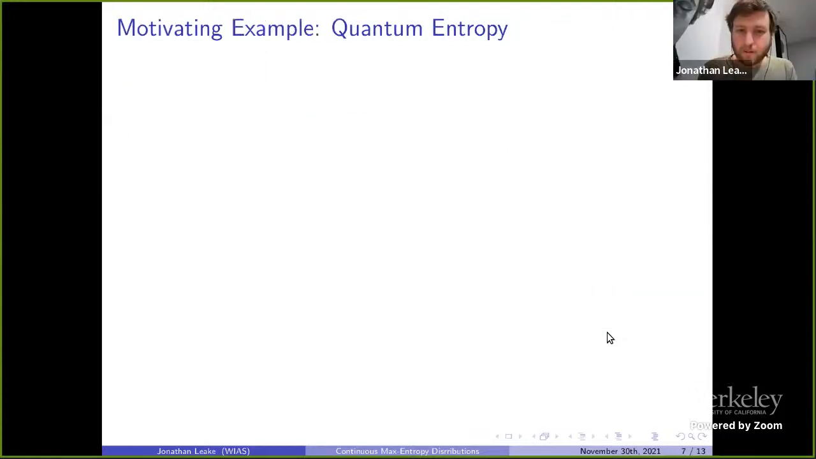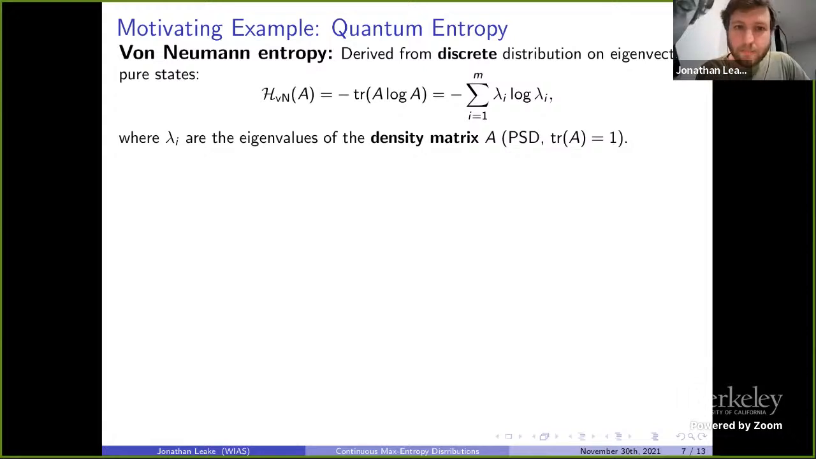Okay. So let's look at a couple examples that might motivate us to think about this. The first one I'm going to refer to as quantum entropy. There's already a notion of quantum entropy out there. This von Neumann entropy is often used.